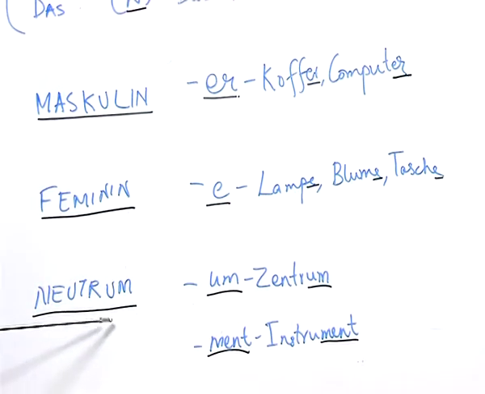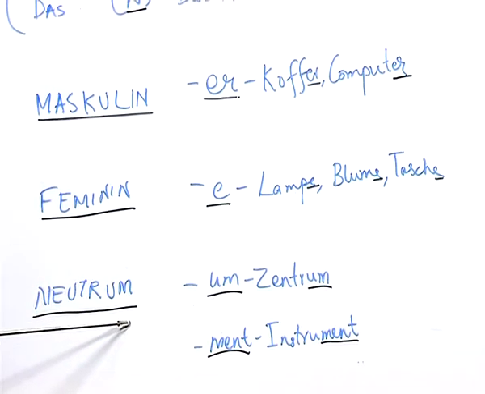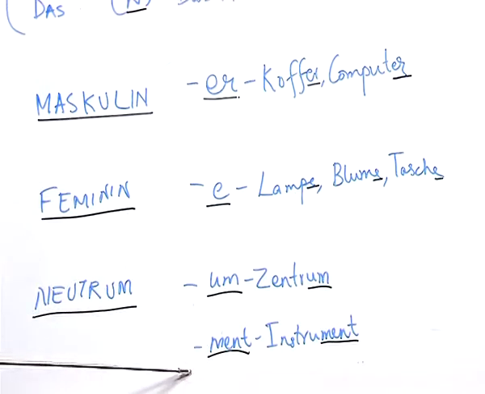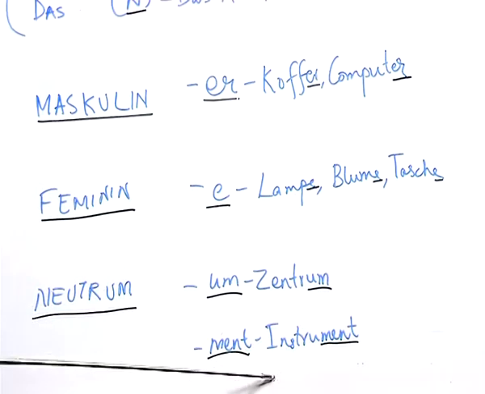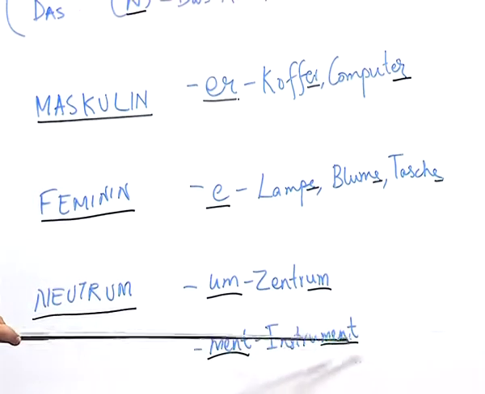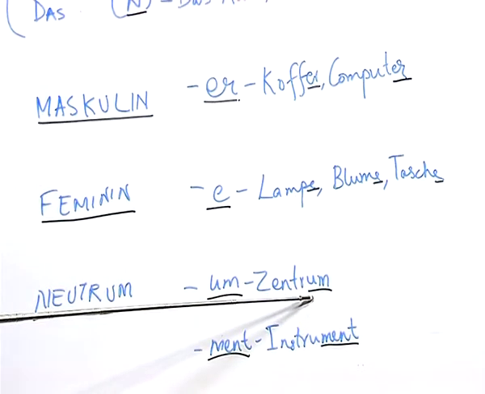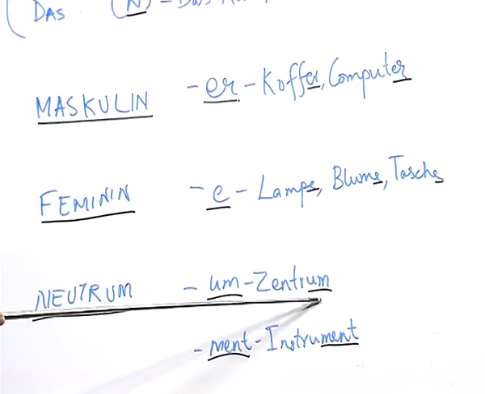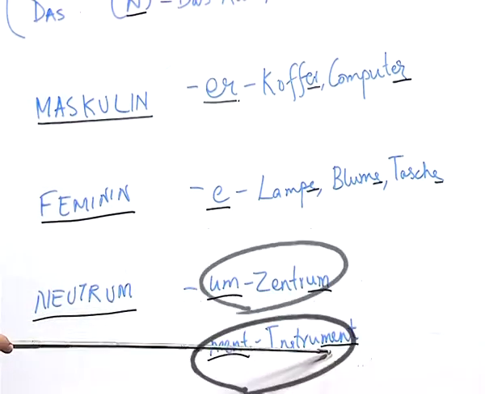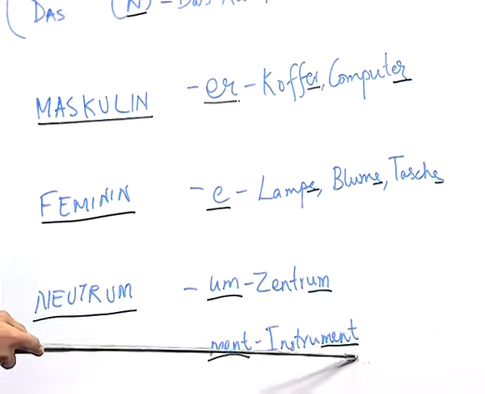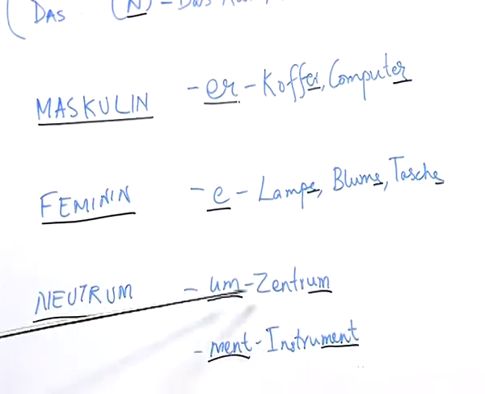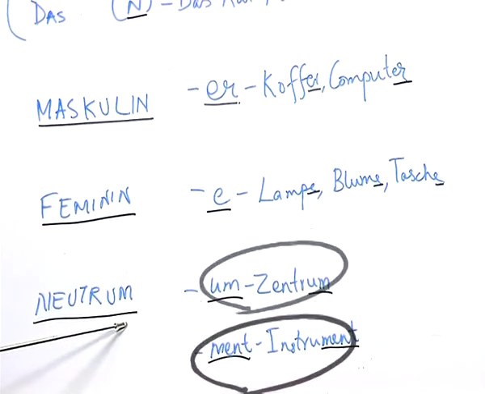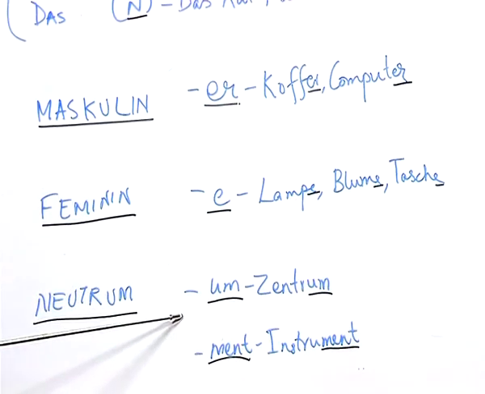And now, moving towards the neutral gender, here we have two endings. The words like Centrum or Instrument carry the endings -um and -ment. They usually belong to the neutral gender. However, there are also exceptions.